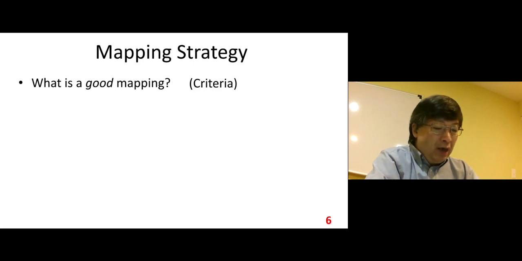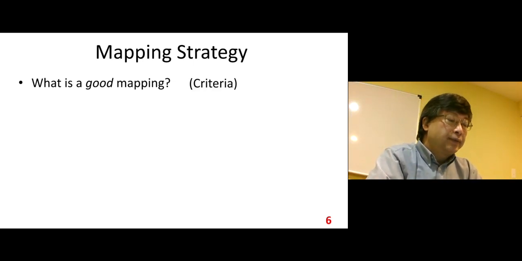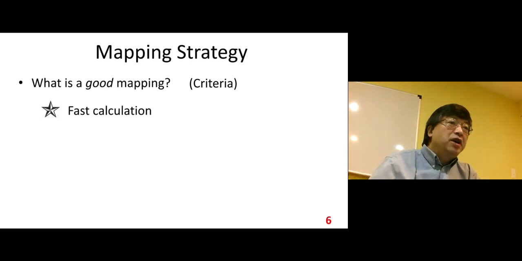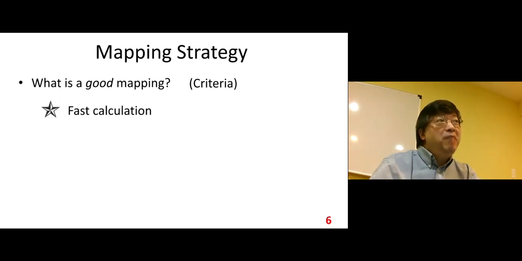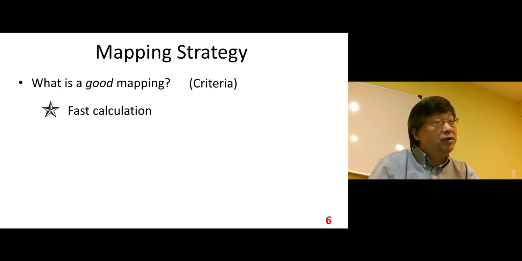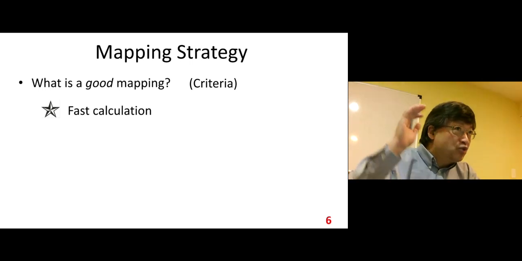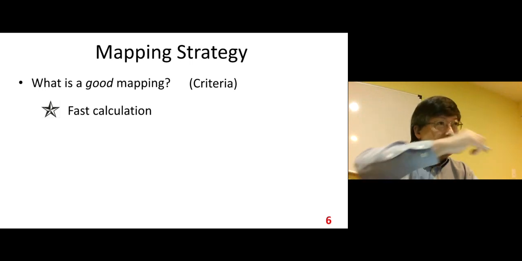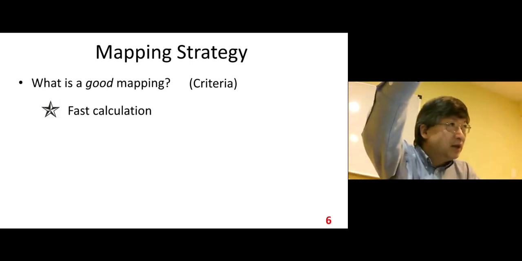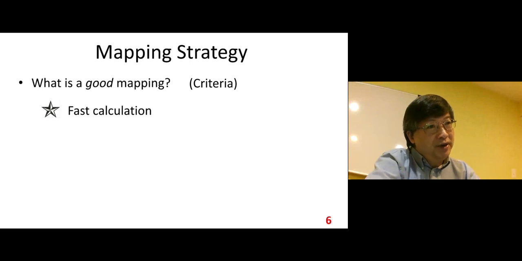Let's look at the criteria. First, fast calculation. When you do mapping, you need to do calculation, because it is not direct addressing. Direct addressing, you do not do any calculation, but that is really bad. Now we do indirect addressing, so you need to do calculation. But that calculation should be extremely fast. We don't want to waste a lot of time on calculation. So that's the first criterion.